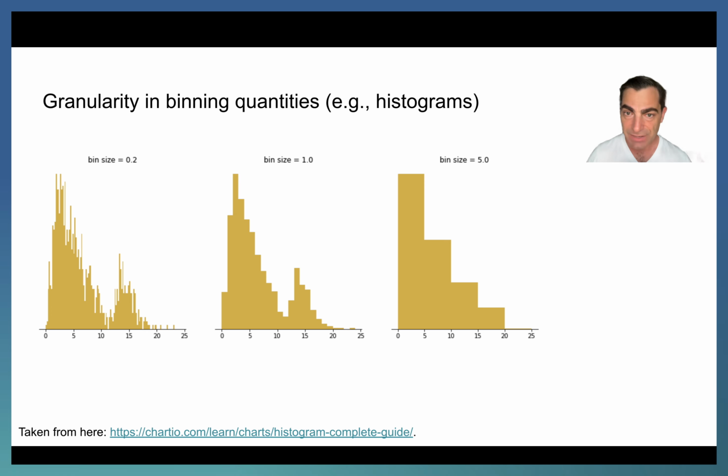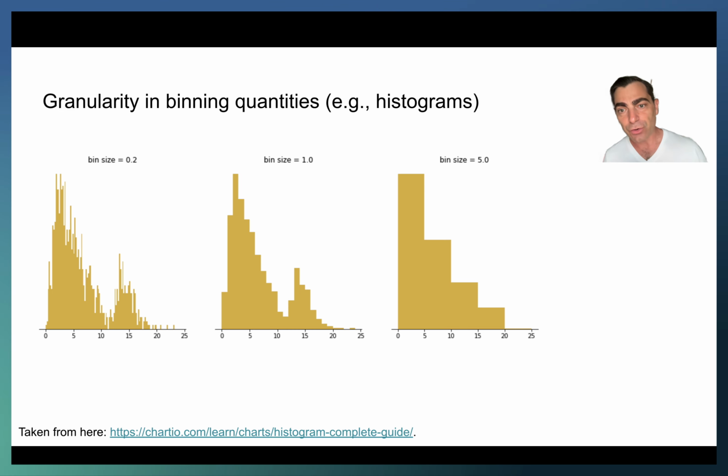Same thing at the level of individual quantities. Here I have three histograms where the quantity has been binned with different bin sizes. And as you can see, the one on the left produces a lot of little details. The one in the middle shows a very nice, very visible trend with not a lot of noise, whereas the one on the right completely hides the little hole there is in between the two main bumps.